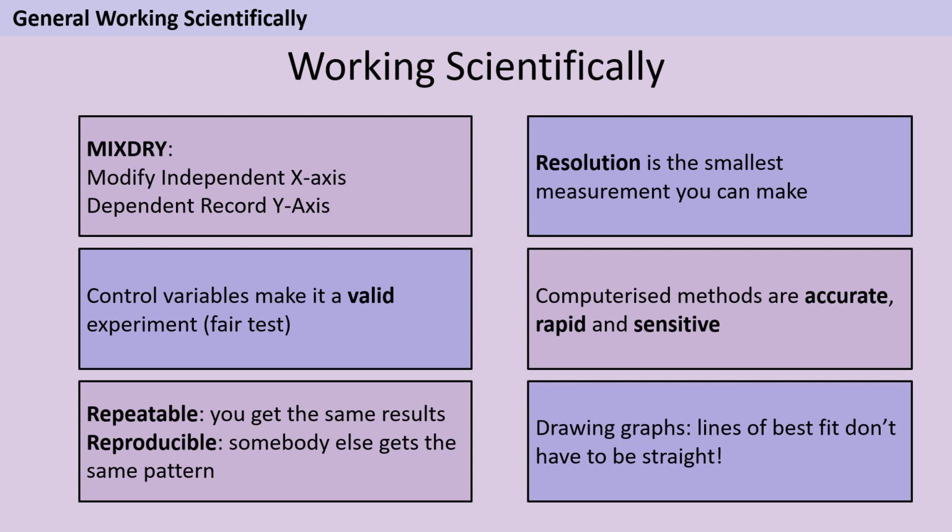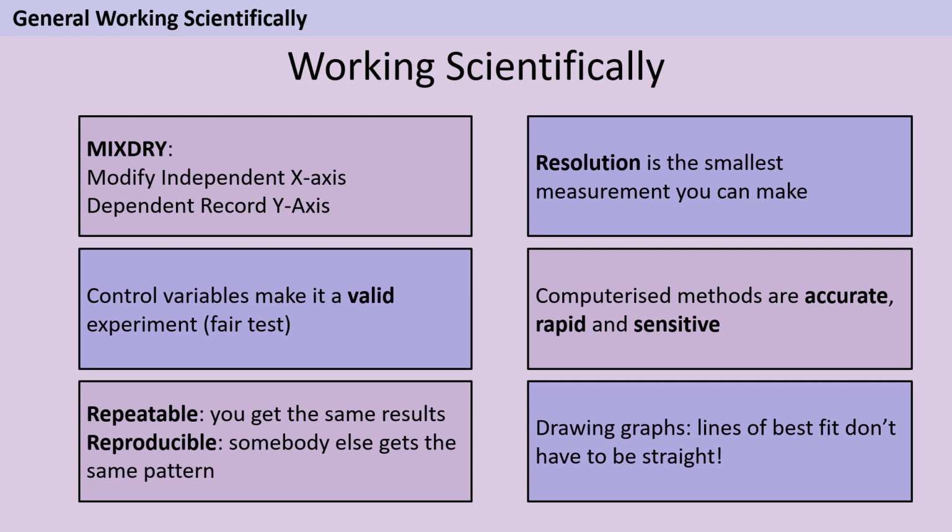You should be able to identify any variables for the practicals that you're doing, so the independent variable being the thing that you change, the dependent variable being the thing that you are measuring or observing, and the control variables being the things that you keep exactly the same every time to make it a fair test so that you get valid data.